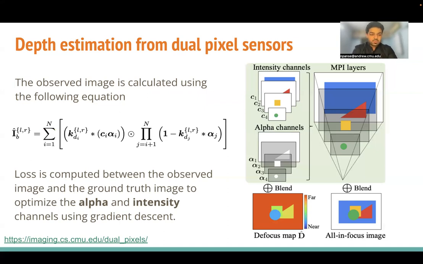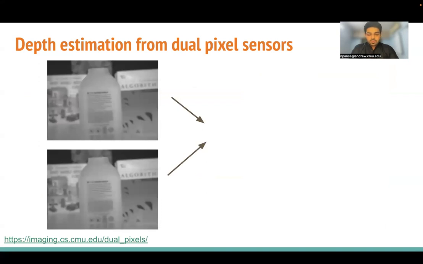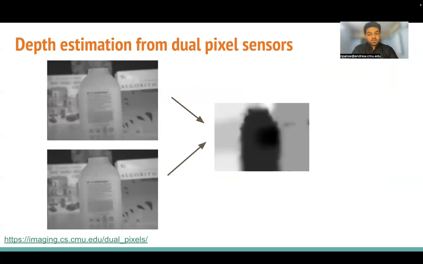Once we have the observed image, we can then compute a loss between the computed observed image and the actual image that was captured, and we can then optimize on the alpha and the intensity channels to give us the right estimate of the alpha and intensity that approximate the scene at every level of depth, or every image plane. So these are the results from the dual pixel sensors. They give really good approximations for depth in the scene.